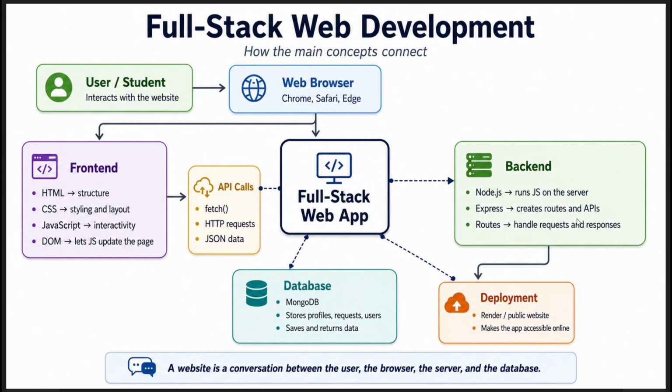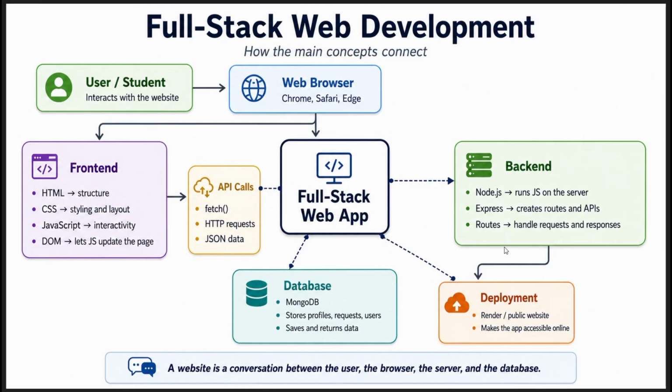The back end is very important because it controls the logic of the app. It decides what happens when a request comes in. It can check the data, validate it, and send error messages. And then it connects to the database and sends a response back to the front end.